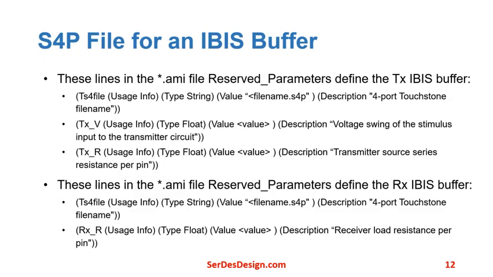The S4P file for an IBIS buffer is defined in the IBIS-AMI file. These are the reserved parameter lines used for the transmit IBIS-AMI model and for the receiver IBIS-AMI model. Both sets define the S4P file and the termination resistance. The transmit lines also include the source peak-to-peak voltage swing. When the AMI file defines the S4P IBIS buffer, then any IBIS buffer defined in the IBIS file is ignored.